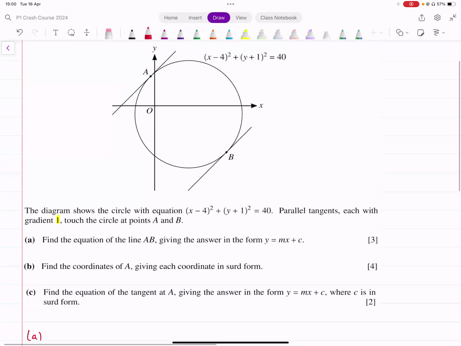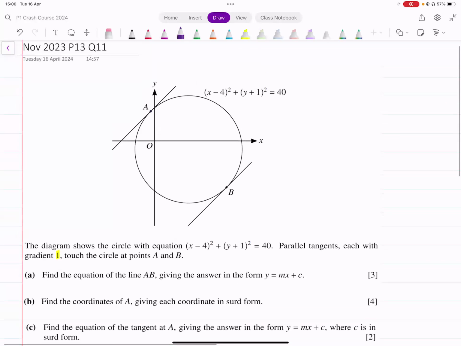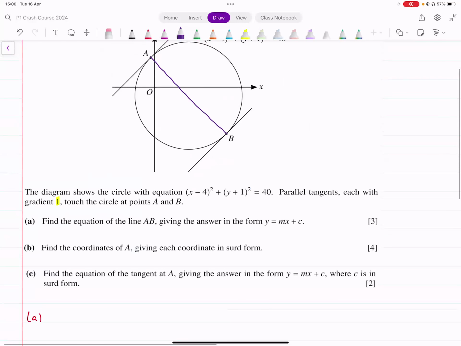Okay, so we need to find the equation of the line AB. That is this line. Okay, both of them have gradients of 1. Now, how do you find the equation of this line AB? Now, remember, it's a straight line. For writing down equations of straight lines, we need two things. We need the gradient of the line and any one point that lies on the line.